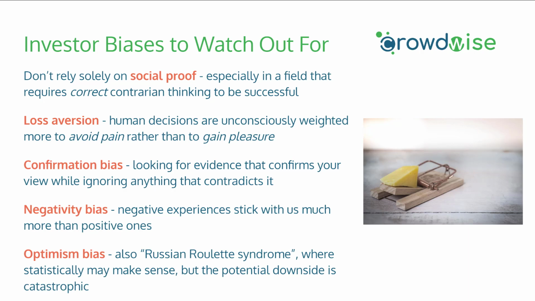And the opposite of negativity bias, optimism bias. Optimism bias is a cognitive bias where you basically think that negative events are less likely to happen to you. Also, a variation of this called Russian roulette syndrome is basically where something statistically may make sense, but the potential downside is so catastrophic that you shouldn't be partaking. Think of Russian roulette, how maybe just 1 in 6 of the chambers has a bullet, but the potential outcome of that one bullet is catastrophic. We need to make sure we're avoiding these types of investments where the downside would completely wipe us out.